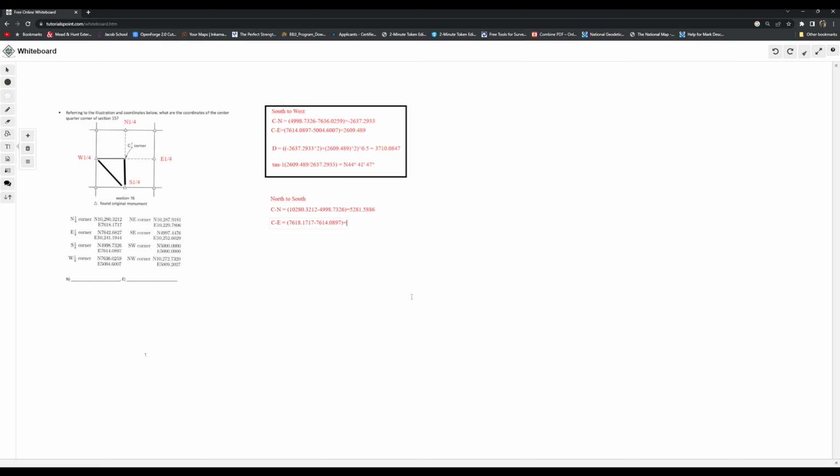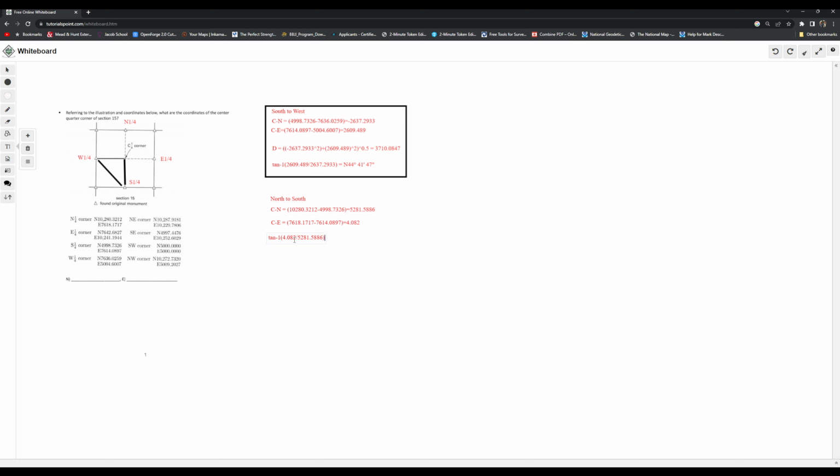So 7618.1717 minus 7614.0897. Yeah, 4.082. All right. So we don't need the total distance from this one, so we don't have to do this, but we need to get the bearing. So the tangent inverse is going to equal the change in easting divided by the change in northing.